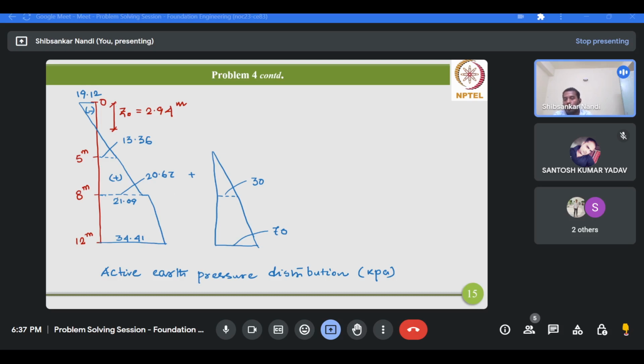Now at the same interface for layer 2 we are having 21.09, a slightly higher value. So we start from 21.09 and we reach the bottom of the wall with a value of 34.41. So 34.41 plus 70, that is 104.41, will give you the total active earth pressure at the base of the wall. And at the interface from layer 2, the total active earth pressure is 21.09 plus 30, that means 51.09. Is it okay?